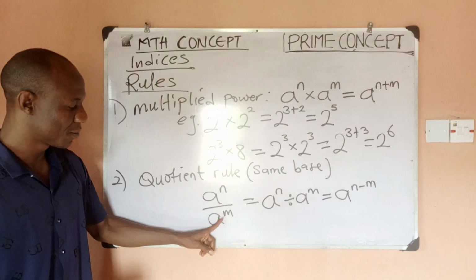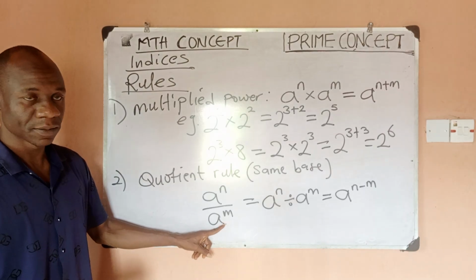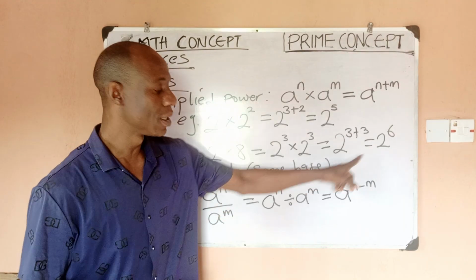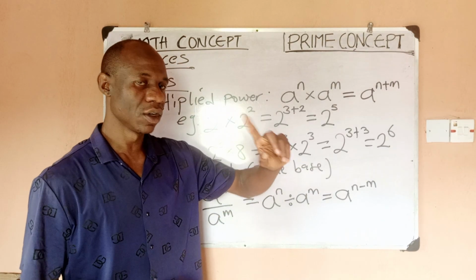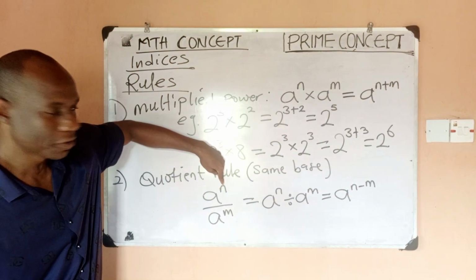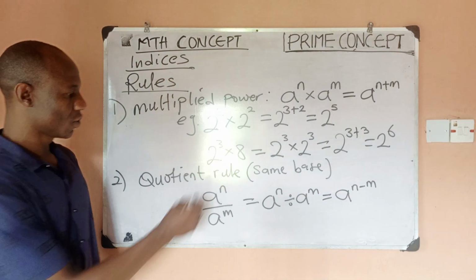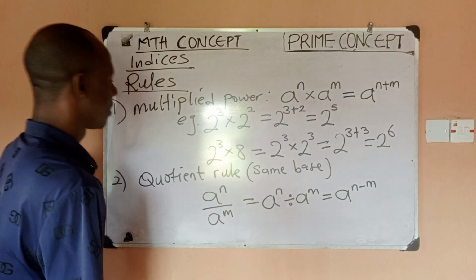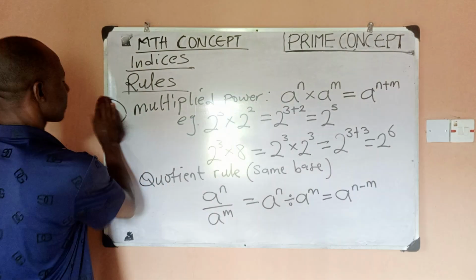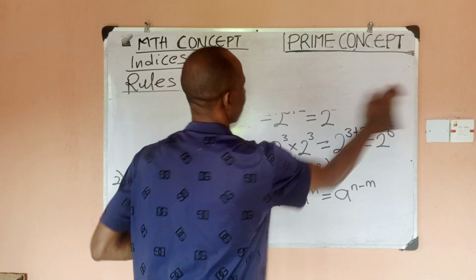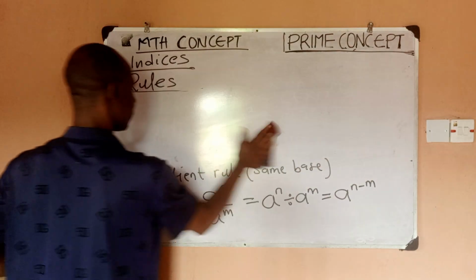Why minus? Because m is the one under. So if you say a raised to power m minus n, you'll be wrong. So it has to be the power above subtracting the power below, right? So this is very important for us to know. Now let me give a quick example on that also.